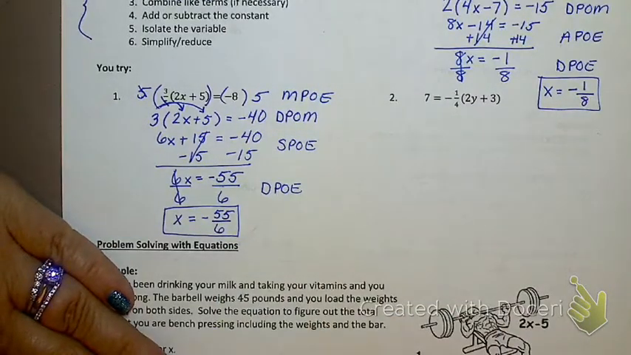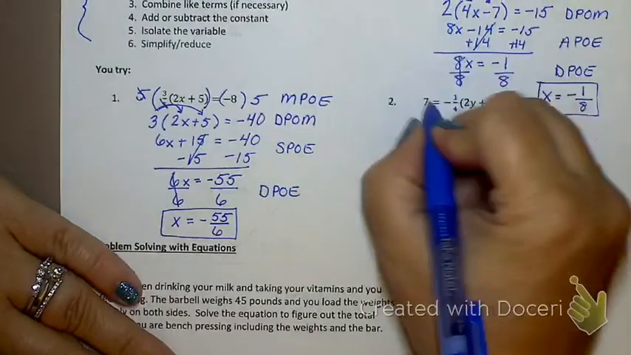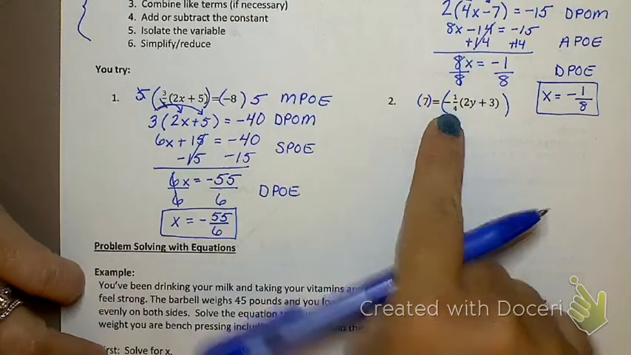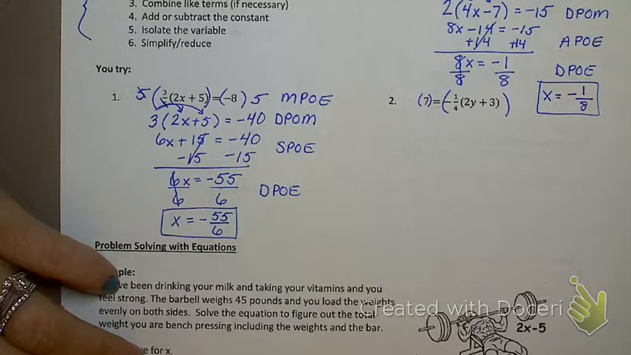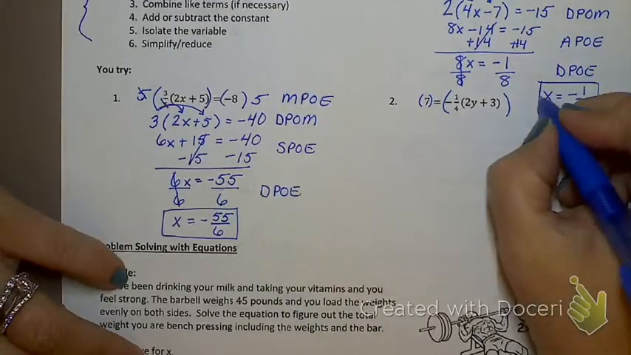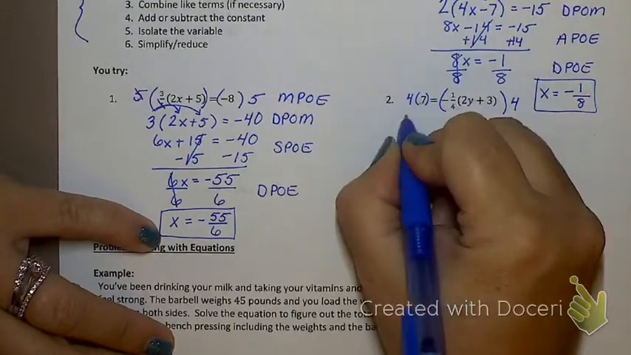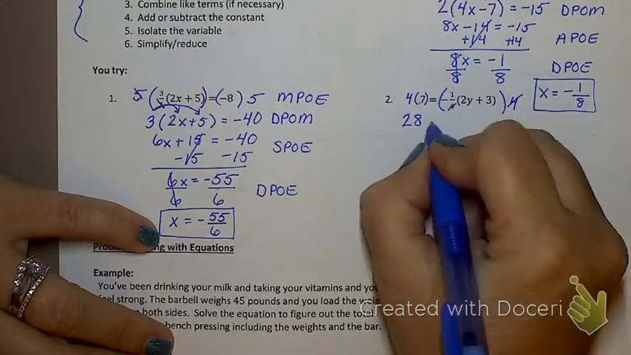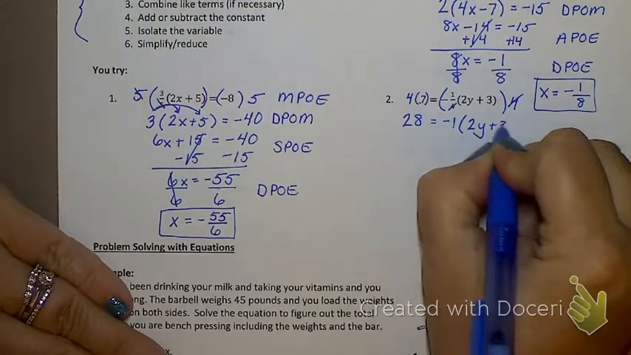All right, why is number 2 different? It's the fractions on the opposite side, correct? But I'm still going to multiply both sides by something. But what's different here is this one is negative. Does the negative affect the denominator? It doesn't have to. I can still just multiply by 4 on both sides. So 4 times 7 is 28. Over here, the 4 is going to cancel, and I'm left with negative 1 parentheses 2y plus 3.